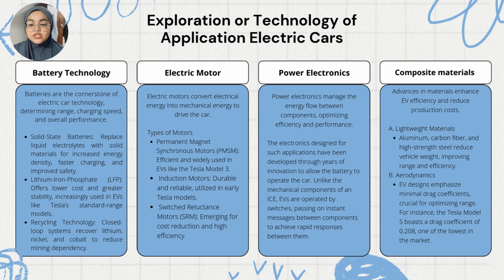Second is induction motor. It is durable and reliable, utilized in early Tesla models. The third one is switched reluctance motors. It is emerging for cost reduction and high efficiency.